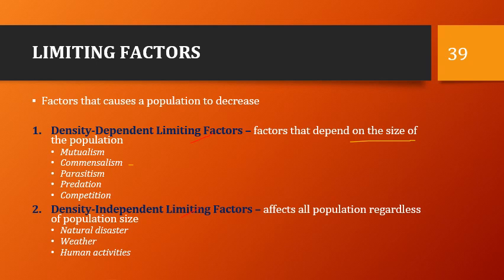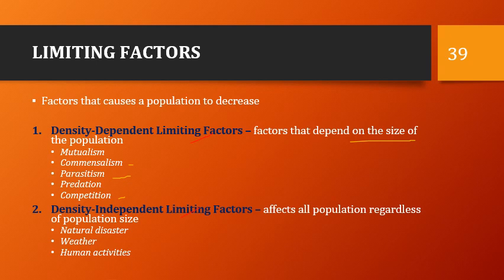Okay, we have here predation. So kapag nakain yung prey, of course malilimit yung growth of population. And of course competition, kapag may competition, of course merong parang characteristic ito ng, of course, pagkain ng ibang species wherein other species may not grow already. And of course, we have here density independent limiting factors. We have natural disasters, weather, and human activity.